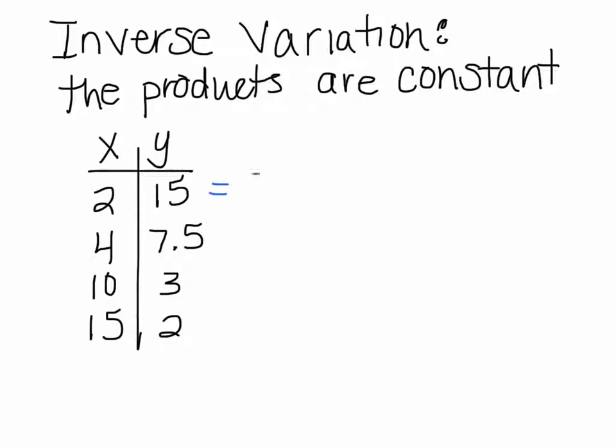2 times 15 is 30. 4 times 7.5 is 30. 10 times 3 is 30. 15 times 2 is 30. So now we could find what the inverse variation is.